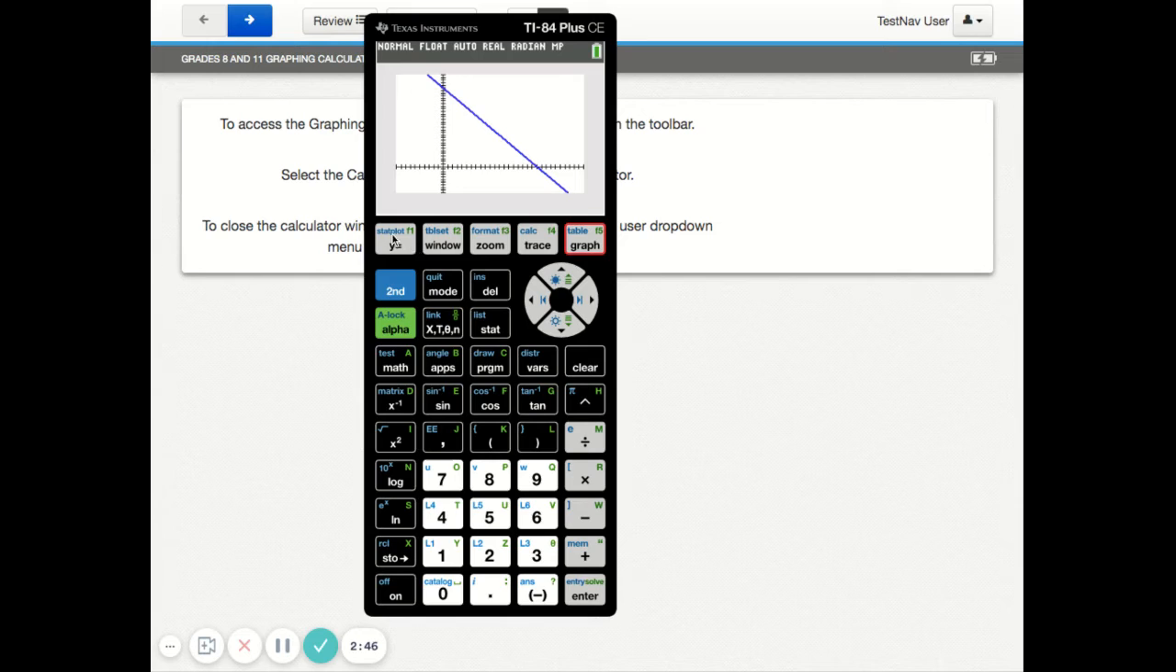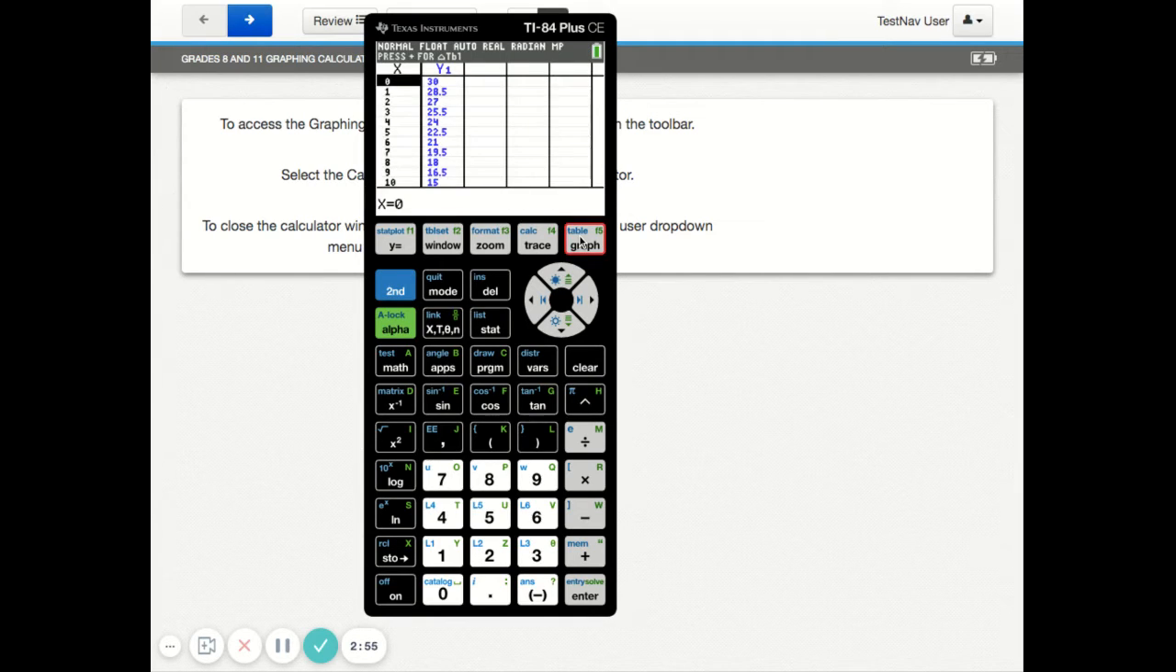If I want to look at the table, then you can do second graph. See that in blue there's table. So now this is my x, here's my y values. So at 0 it's at 30, at 1 it's at 28.5. You can scroll up, you can scroll down.